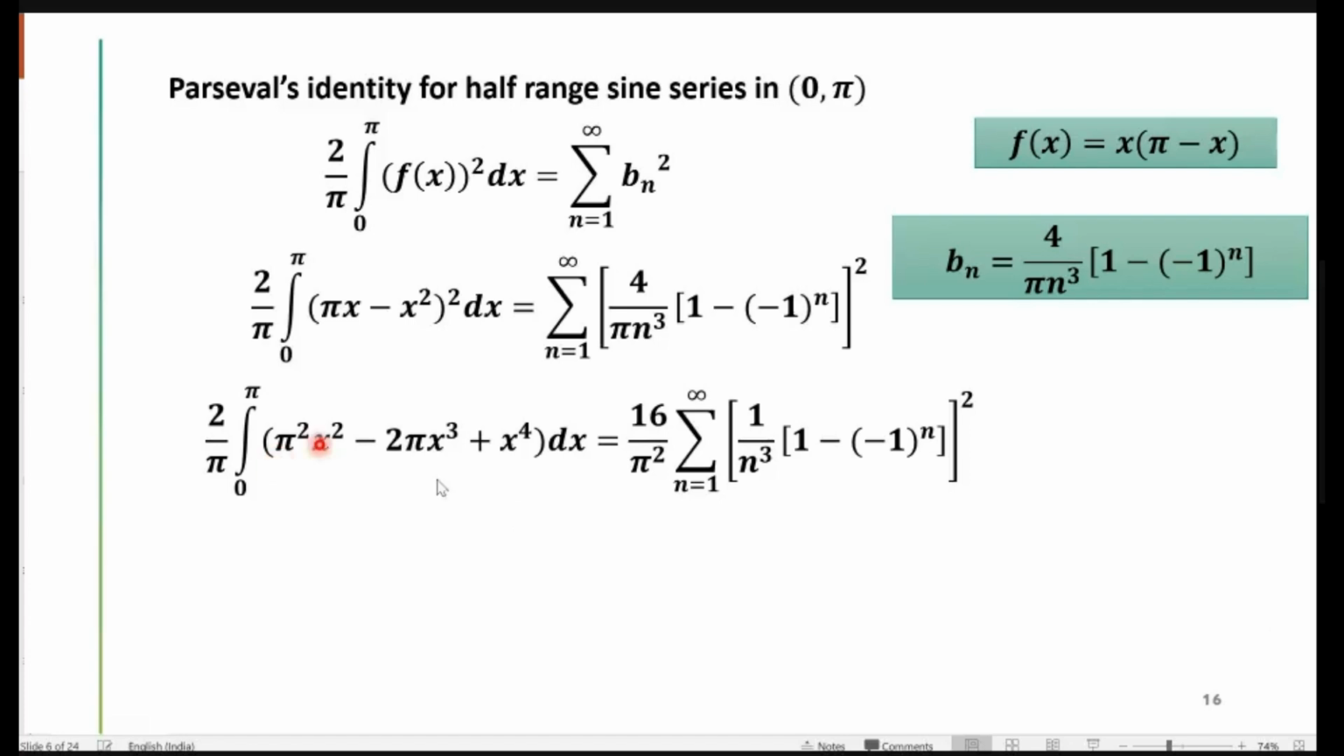Integrate with respect to x on the left hand side, apply the upper limit. Just tell me what will be the integration value on the left hand side. लेफ्ट हैंड साइड को इंटीग्रेट करना है, x स्क्वायर का x क्यूब बाय 3, x raised to 4 etc. Apply the upper limit, lower limit. Tell me what will be the answer on the left hand side.